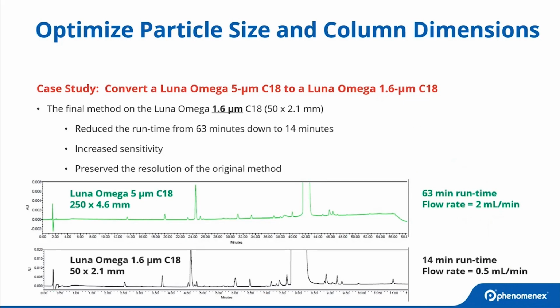So here is a comparison of the method with which we began with the final method to which we scaled. So we have reduced our runtime from 63 minutes down to 14 minutes. We are using a flow rate for which the corresponding linear velocity is suitable for the particles so as to ensure symmetrical peaks. And keep in mind, 14-minute methods with a 0.5 milliliter a minute flow rate will certainly work towards conserving your mobile phase.